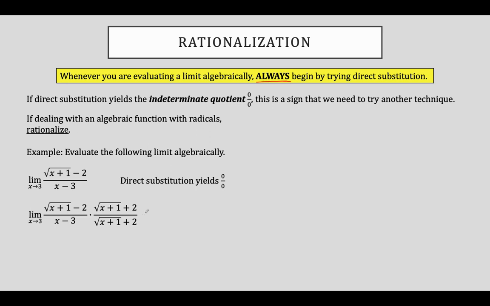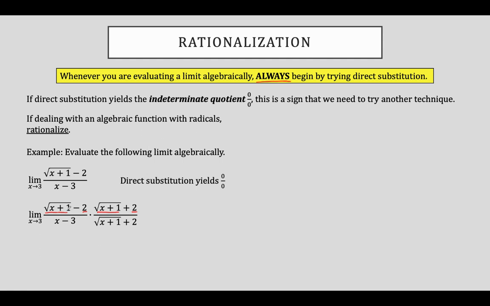Now, one thing to make note of: when we go to multiply out our numerators, we are going to have to use the distributive property of multiplication. We are going to have to FOIL. Notice that we actually have a binomial times a binomial. When we multiply our first terms, root x plus 1 times root x plus 1, the square root goes away. That's the same thing as squaring root x plus 1, which leaves us with x plus 1.